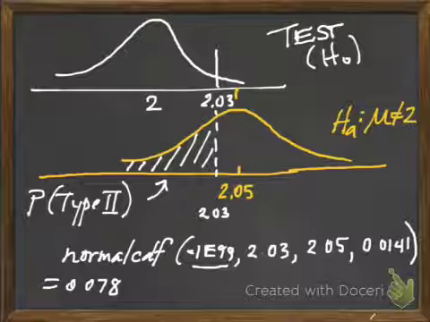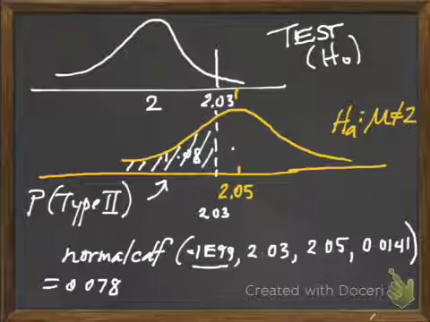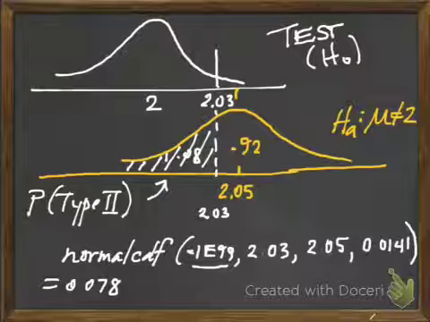Okay, and I didn't draw this to scale. The yellow curve should be shifted a little bit to the right there. But we're just going to say that this area here is about 8%. If this is about 8%, then this is about 92%. Let's put this in yellow. This is 92. Okay, this is the power of the test.